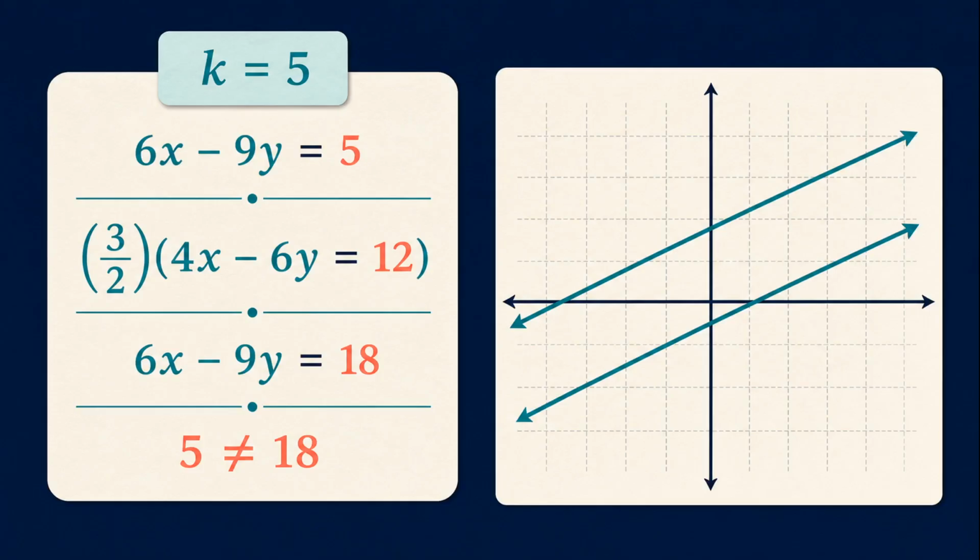There is one trap left. Equal slopes can describe two different parallel lines, but they can also describe the very same line. The same line would have infinitely many solutions, not no solution. Put k equals 5 into the second equation. It becomes 6x minus 9y equals 5. Now multiply the first equation by 3/2. 4x minus 6y equals 12 becomes 6x minus 9y equals 18. The left sides match, but 5 is not 18. The equations demand the same expression to equal two different numbers. That is impossible. The lines are parallel and distinct, so k equals 5 is verified.